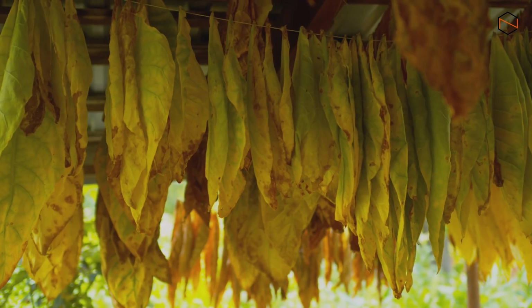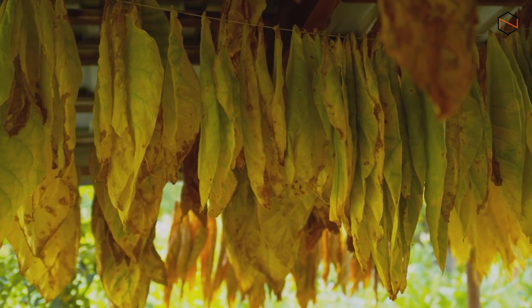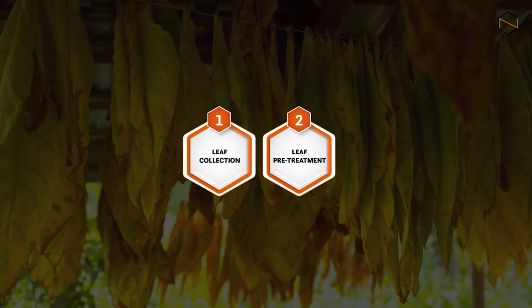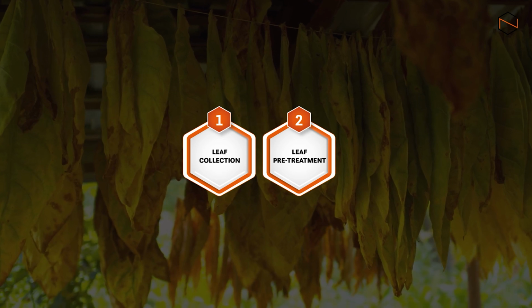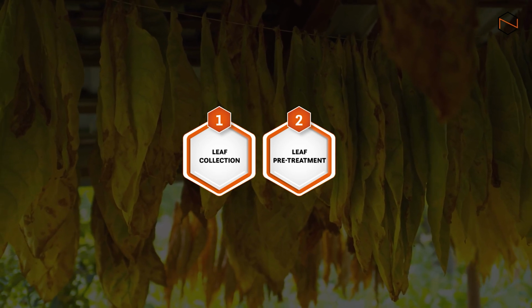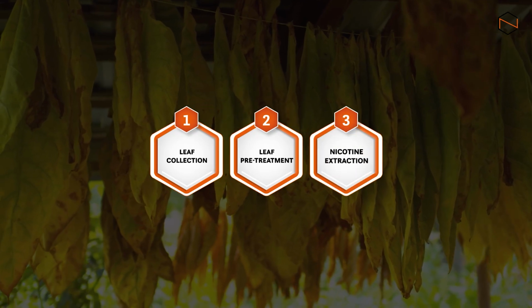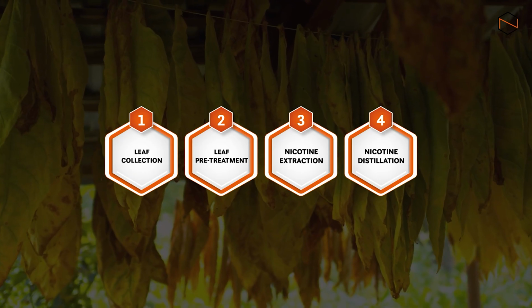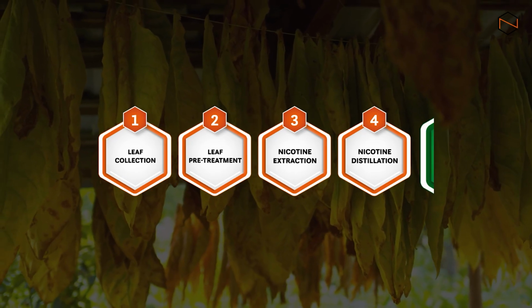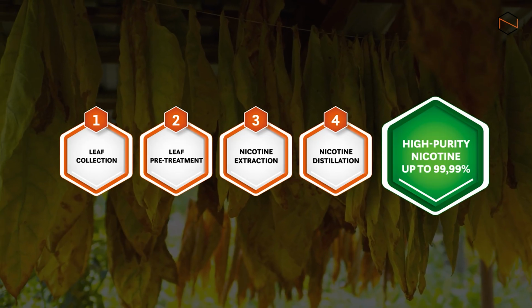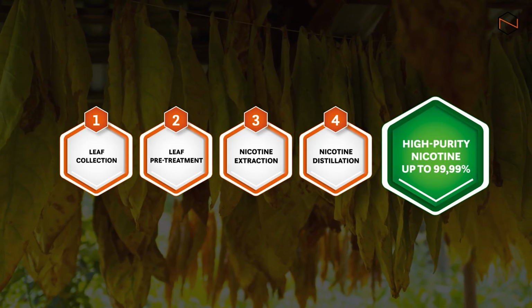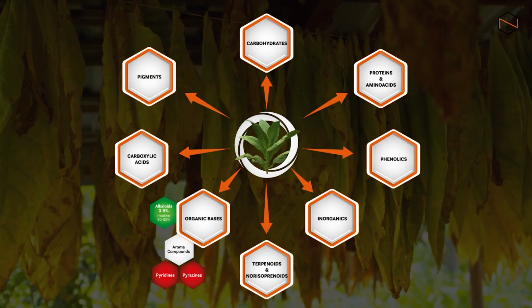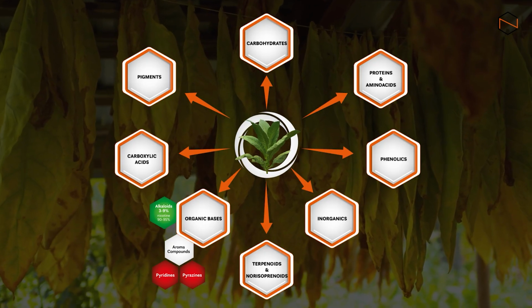The removal of unwanted, odor-impacting compounds takes place at different stages of the nicotine manufacturing process. From pre-treatment, which includes steps such as drying, shredding, and softening leaf structure to prepare the material for further processing, through extraction and distillation. Each stage plays a critical role and must be carefully designed and executed to ensure the production of pure, odorless nicotine with purity up to 99.99%.